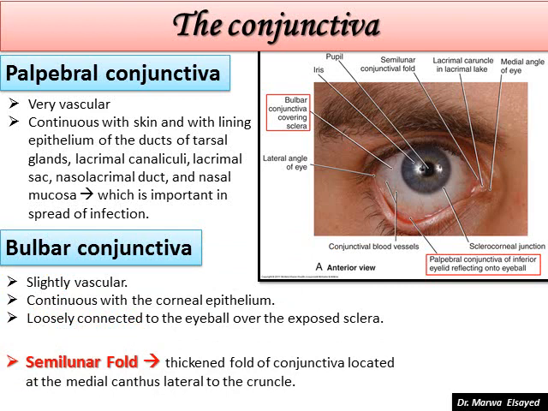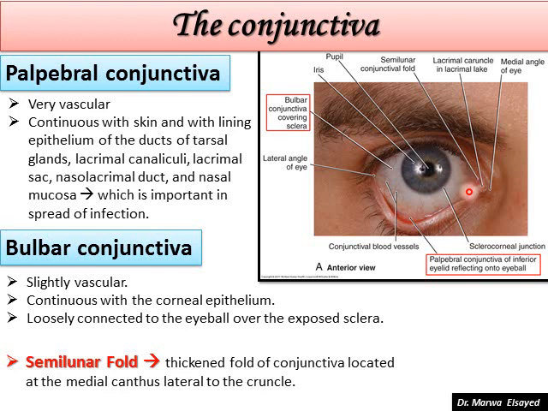What is meant by the semilunar fold? The semilunar fold is a thickened fold of the conjunctiva present in the medial canthus, lateral to the caruncle. This is the semilunar fold.